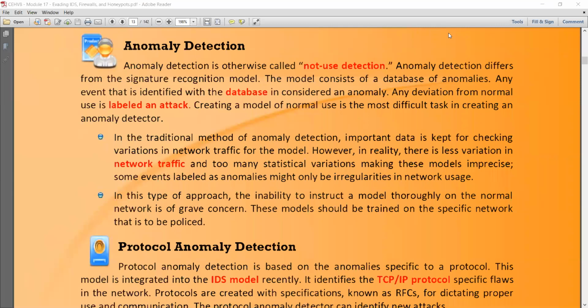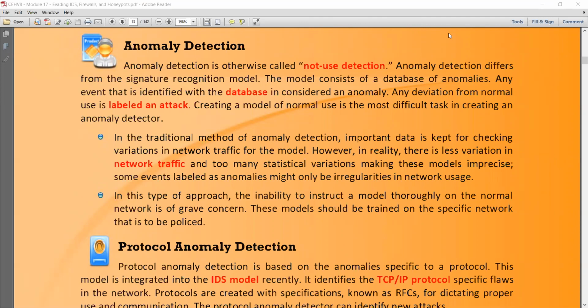Anomaly detection. Anomaly detection is otherwise called not-use detection. It is different from the signature model. The model consists of a database of anomalies. Any event that is identified with the database is considered an anomaly. Any deviation from normal use is labeled an attack.